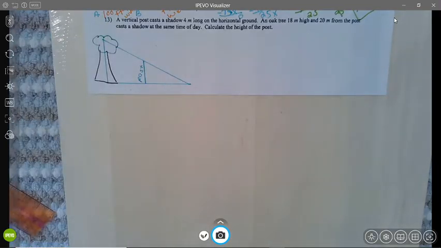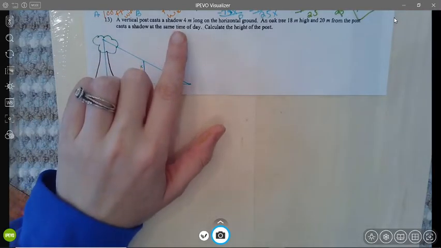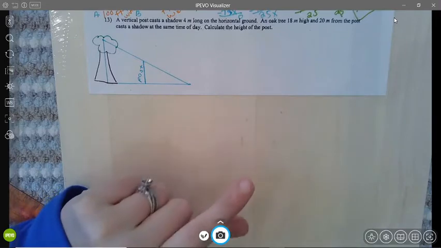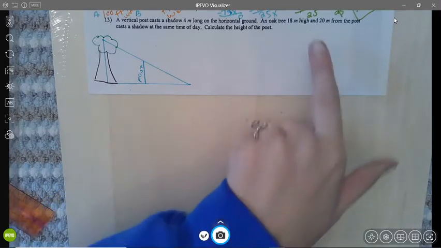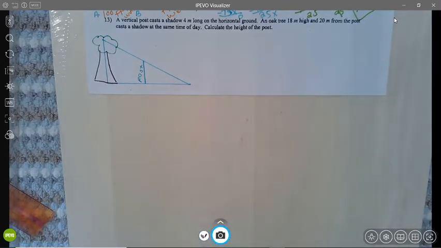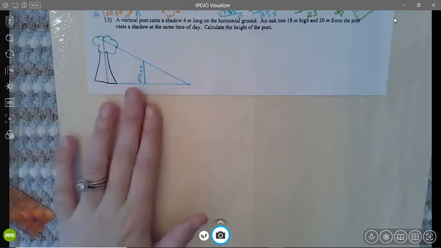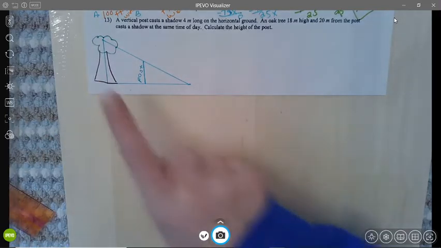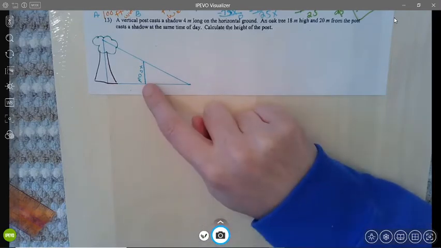Let's do it. So it says a vertical post casts a shadow of 4 meters long on the horizontal ground. An oak tree 18 meters high and 20 meters from the post casts a shadow at the same time of day. Calculate the height of the post. Okay, so we have this tree I drew in this picture. You'll have to draw in your own picture. So I have a tree, and here's my post.